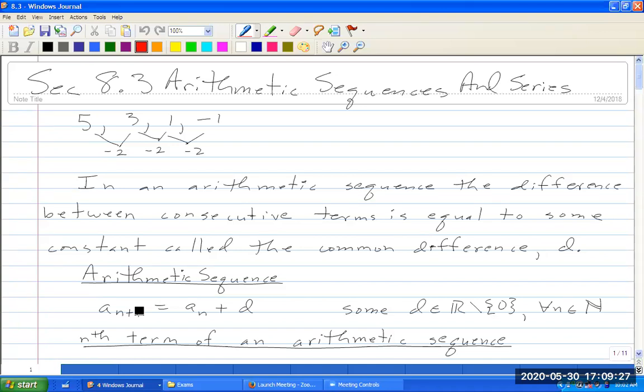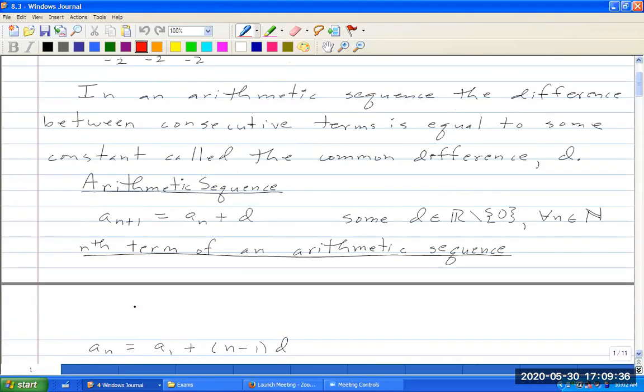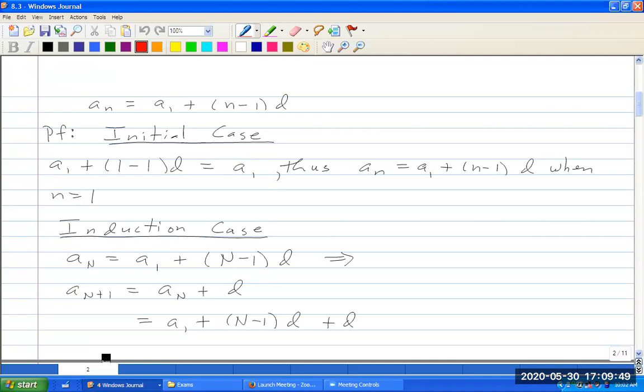Let me determine a formula for the nth term of an arithmetic sequence. So the nth term of an arithmetic sequence has the following formula. a sub n is just equal to a sub 1 plus n minus 1 times d. Let's try to show that this is true mathematically. Let's show that the initial case is true.